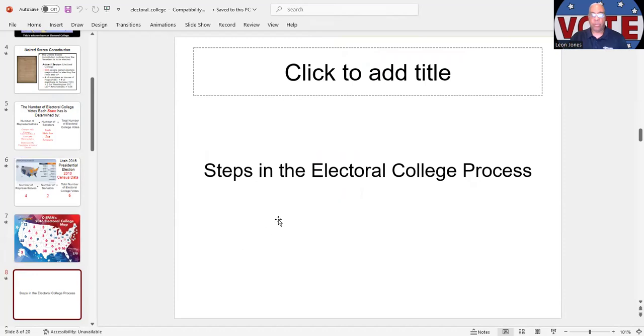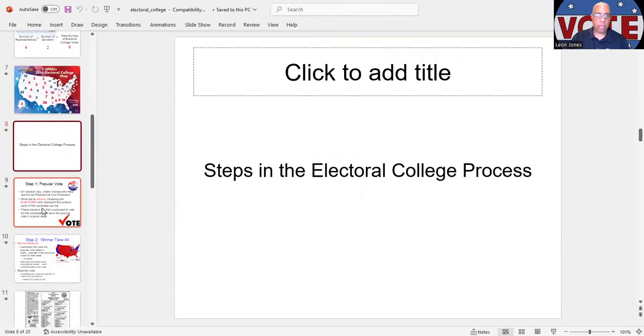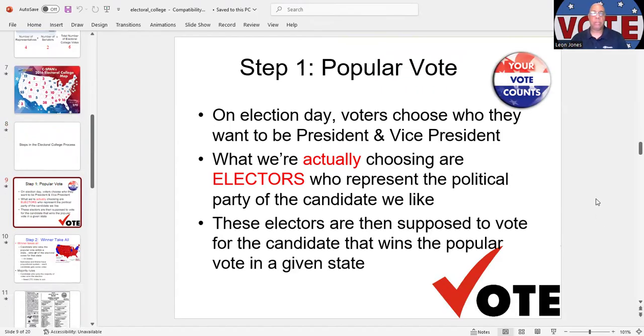Again, steps in the Electoral College process. I'm going to give them to you right now. Number 1, popular vote. On election day, voters choose who they want to be president and vice president. So basically, what we're actually choosing are electors, who represent the political party of the candidate that we like. These electors are then supposed to vote for the candidate that wins the popular vote in that given state.